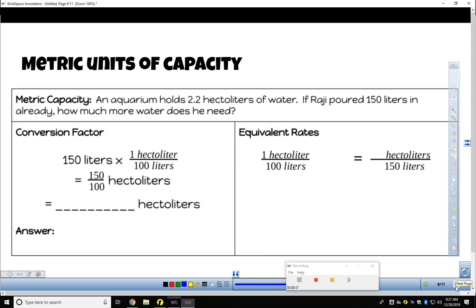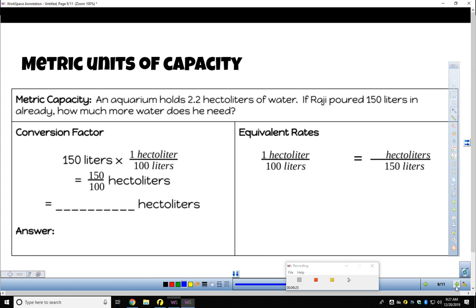Right? An aquarium holds 2 2/10 hectoliters of water. If Raji poured 150 liters in already, how much more water does he need? And so here we have to convert from liters to hectoliters and then do a little bit of subtraction. So here we are, conversion factor, 1 hectoliter, 100 liters.